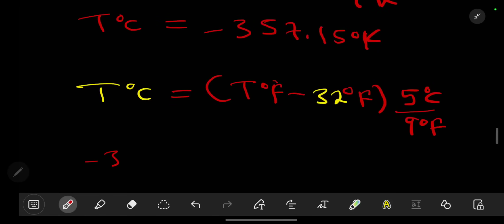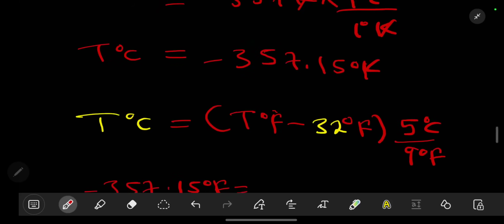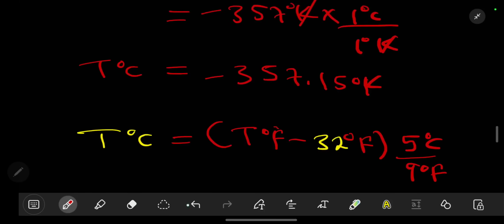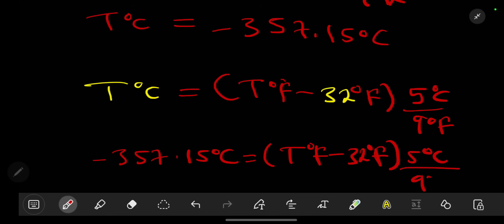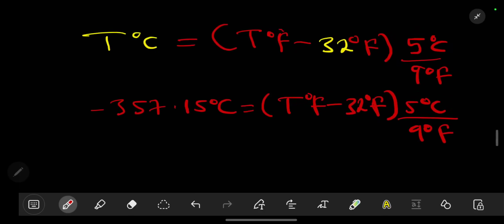So we have negative 357.15 degrees Celsius should be equal to the temperature in Fahrenheit, which is unknown, minus the 32 degrees Fahrenheit, times the 5 degrees Celsius over 9 degrees Fahrenheit, like that.